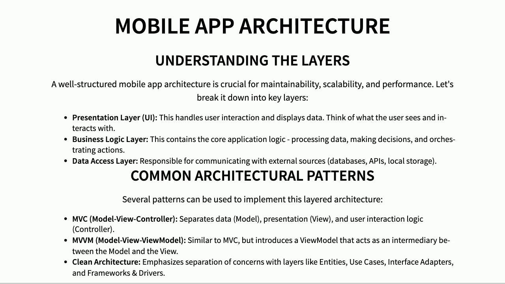This is where the app does things. It processes data, makes decisions, and handles all sorts of operations. Finally, there's the data access layer, which deals with getting information from databases or APIs. There are different architectural patterns you can use to build these layers, like MVC or MVVM. Each has its own strengths, so choose one that fits your project's needs.